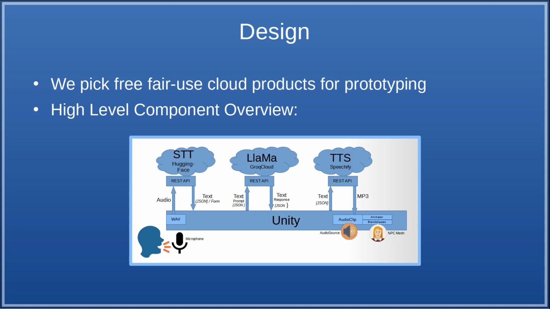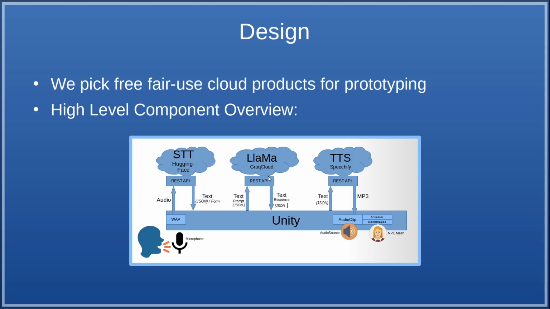From a design point of view, I said we pick 3 products, and they're all fair use, kind of limited rated products, and we want to use that because we're prototyping. We're not building something professional yet. You would have a microphone object, so you're talking into the microphone. That goes to Unity, which generates a WAV file. The WAV file is sent to the REST API. Then it goes to the speech to text, which is in HuggingFace. That sends the text back as a JSON. Then Unity picks that JSON and sends it into the REST API of Llama.